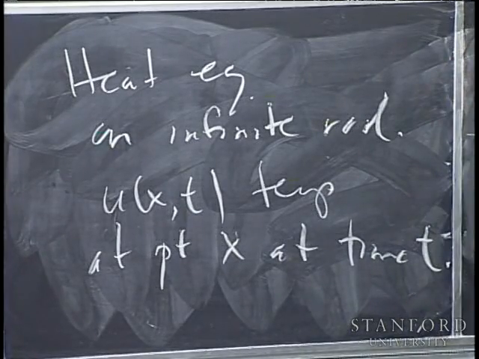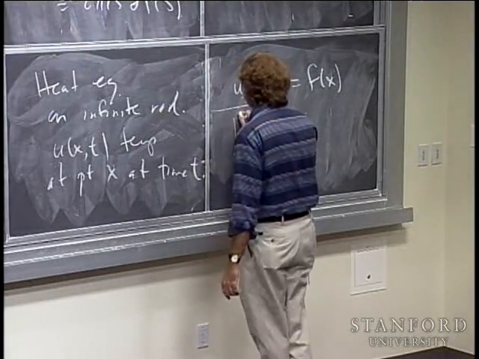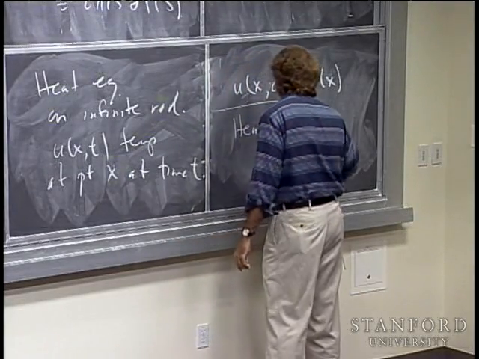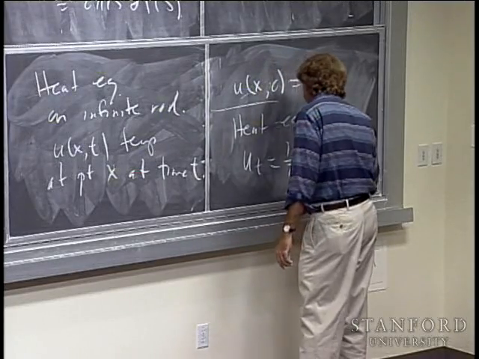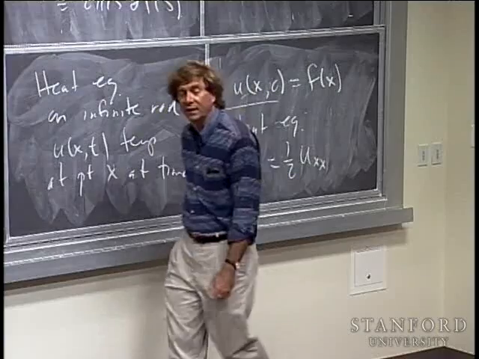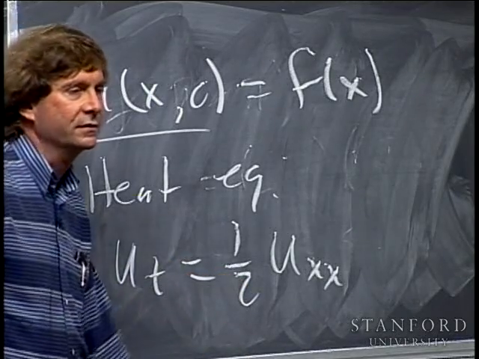The temperature u is governed by the heat equation, or the diffusion equation, which says u sub t is equal to 1/2 u sub xx. That's the one-dimensional heat equation. The 1/2 is just chosen to make the constants easier for the calculation. Ordinarily, for the general heat equation, there would be a constant in here depending on the nature of the rod and so on.